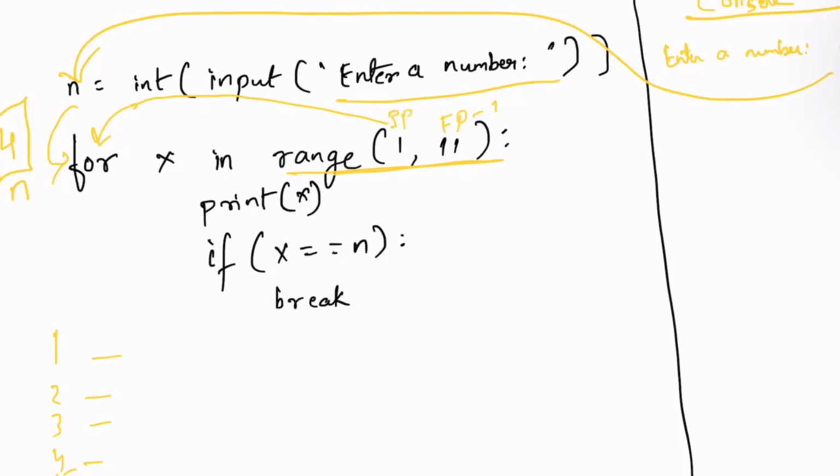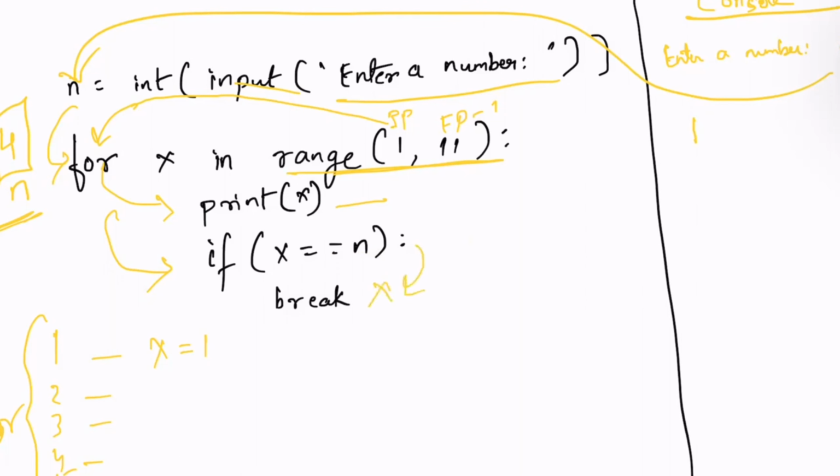So for the very first time, this is the for loop. I have to execute with the value of x equal to 1. Now when the value of x is 1, it goes inside and prints this value x. At this point x is 1, so 1 got printed in the console. Then it moves to the next line and checks if x, which is 1, is equal to n. n we know is 4. So is 1 equal to n? No, it is not. So it won't enter here.